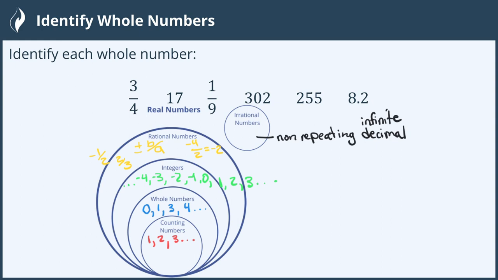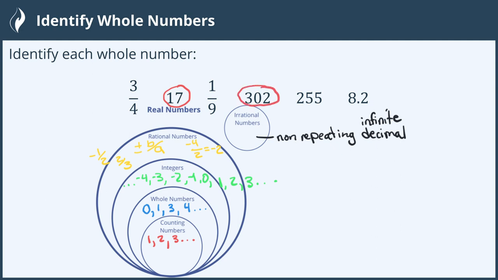All right, so now we are looking for the whole numbers. The whole numbers are ones that are not a fraction yet and not negative. So 3/4 is a fraction, and that would be a rational number. So 17, that is a counting number and a whole number, and it works. It is a whole number. 1/9 is a rational number and not one of our whole numbers.